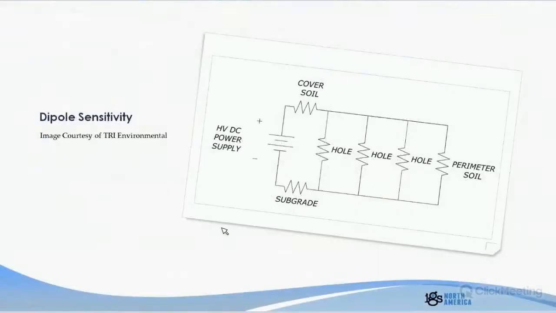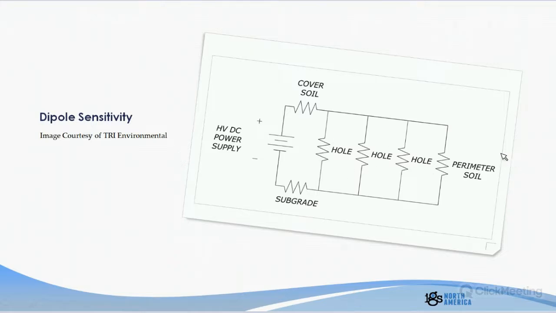So this is an electrical diagram of what's going on. We have our DC voltage source. We have a positive terminal and a negative terminal. We're forcing that current through the cover soil, so this must be adequately moist. And then that current can travel through any one of these legs.